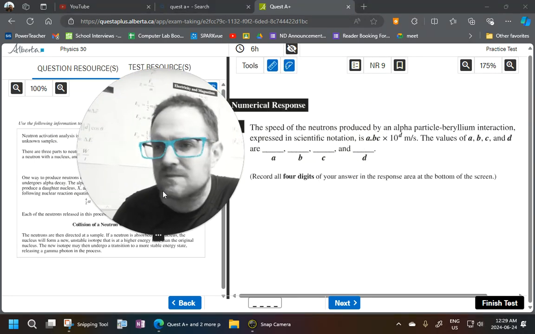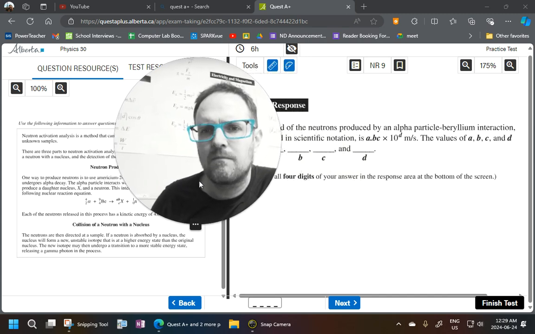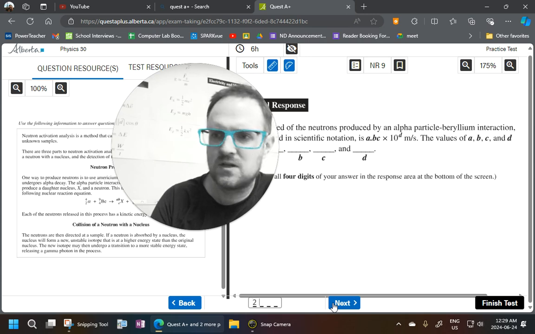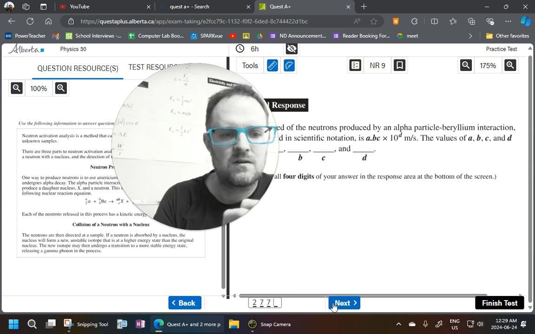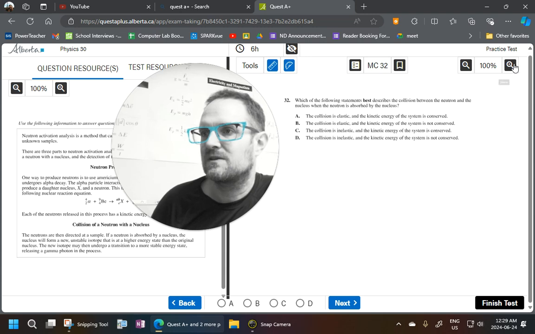The neutrons released in this process. Produced. Yeah. Okay, there's a lot of information here. 277, 2777. There's a lot of 7s here. That's a fun number. I wonder if you did that purposely or not.